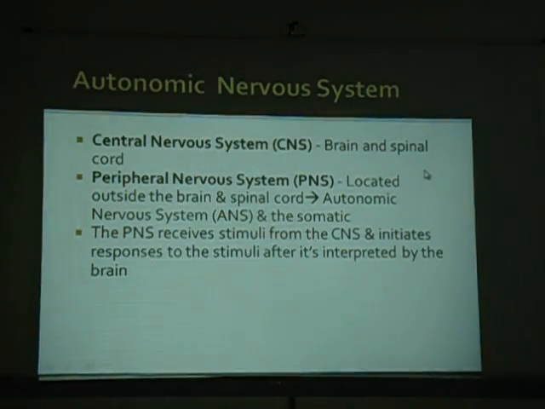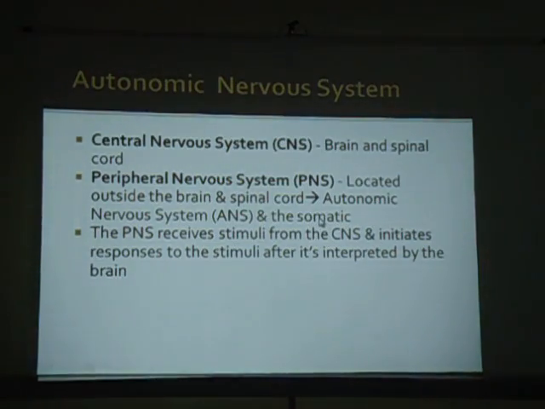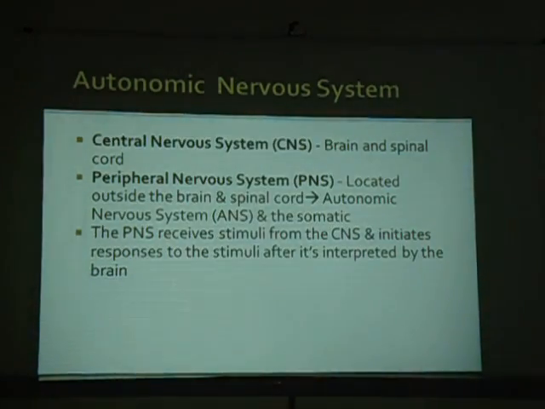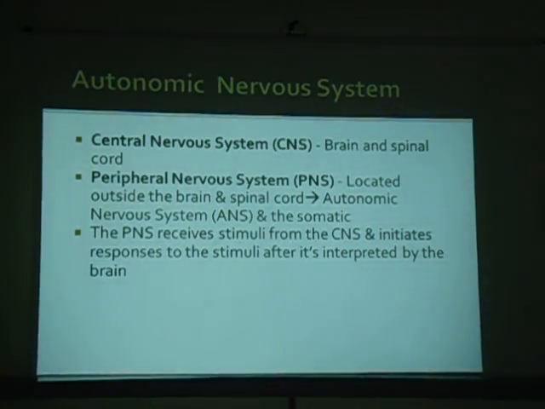So in the central nervous system, we have the brain and spinal cord. The peripheral nervous system is located outside the brain and the spinal cord, that is the autonomic and the somatic nervous system. What is the somatic? Motor. So when you want to move your hand or your legs, you can do that. Which neurotransmitter is involved there?